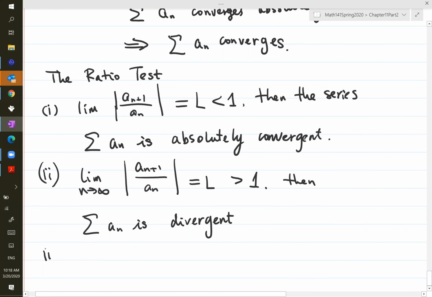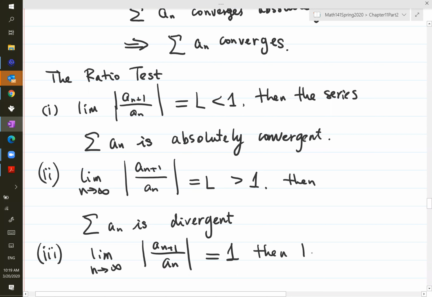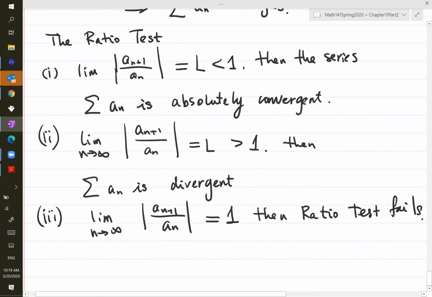And then part three. If the ratio is equal to 1, then the ratio test fails. Then we should use other information to conclude whether the given series is convergent or divergent.